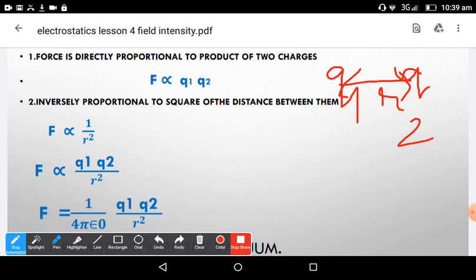So generally air surrounds us. Around us there is atmosphere, air, dust particles, so many dust particles are there. This is not vacuum.